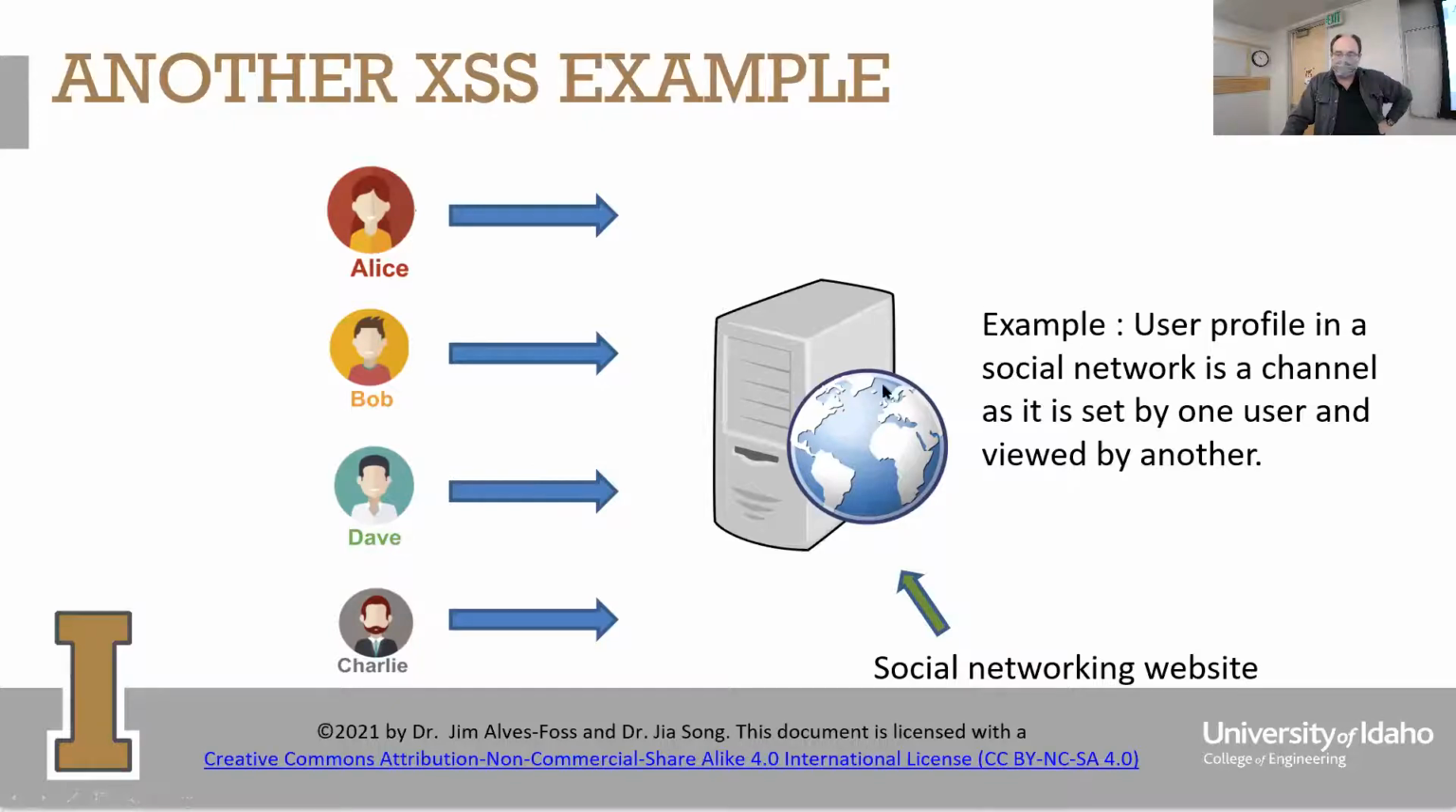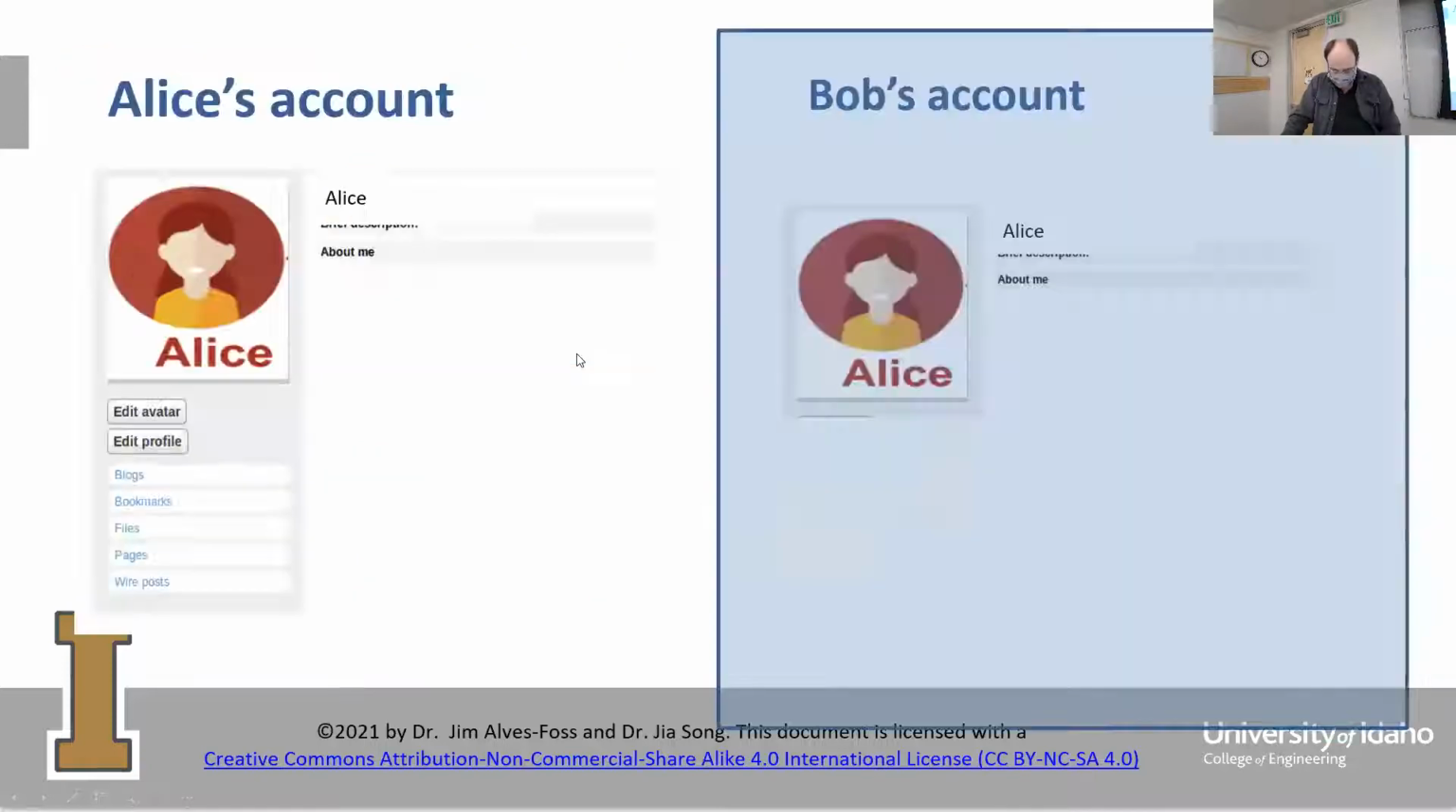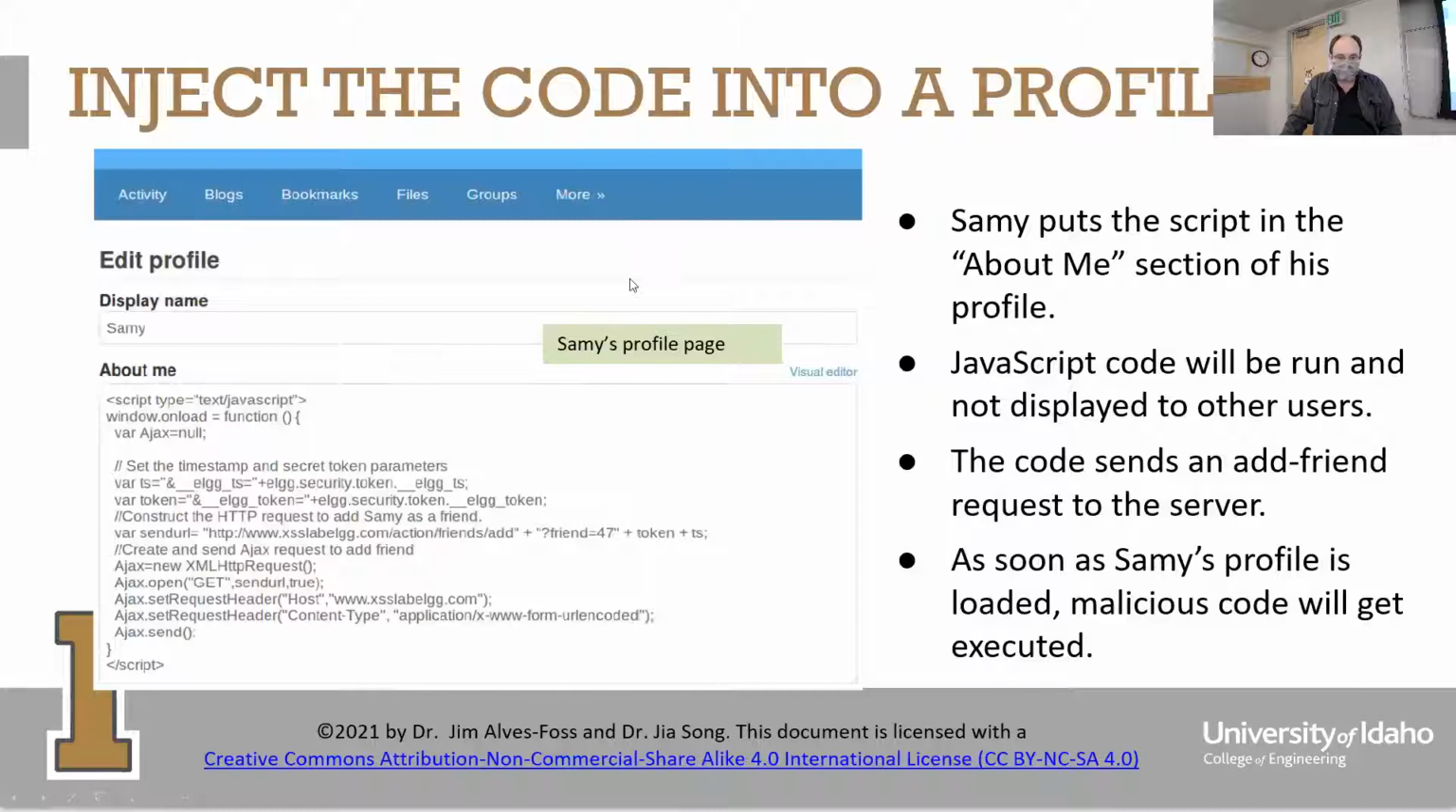Example here, we got a user profile on a social network. It's a channel. It's set by one user, viewed by another. So Alice's account, you know, got Alice's information, Bob's information. So here's one that's Alice, or maybe Sammy, puts information in the About Me section, and there's their script. Set the timestamp, secret token parameters, and all this. Create a request, add Sammy as a friend automatically when you view the browser. It just says, hey, I am going to add them as a friend.